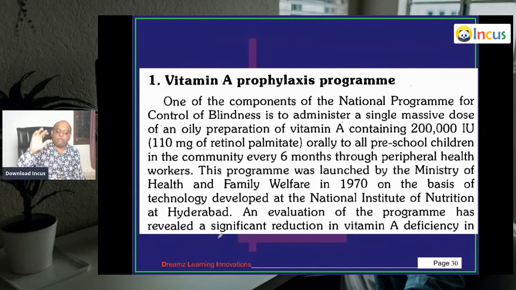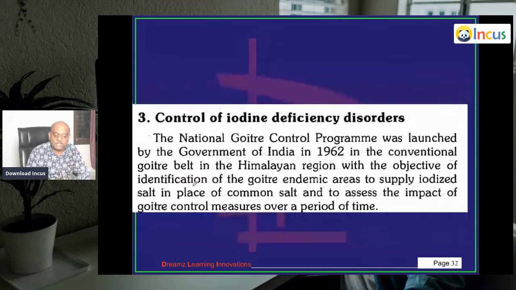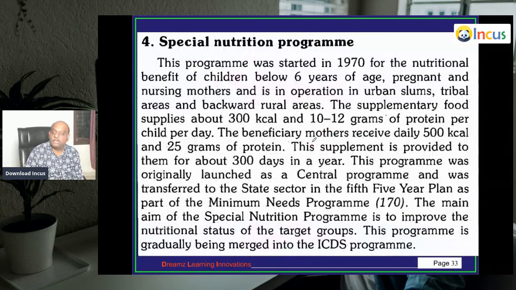Is what you need to remember. Then, vitamin A prophylaxis program. Typically, it was launched in 1970. Vitamin A, 2 lakh international units orally to all preschool children in the community every 6 months through peripheral health workers. Prophylaxis against nutritional anemia: iron and folate to the pregnant women and young children through the MCH, Mother and Child Centers in urban areas, and primary health centers in rural areas. Control of iodine deficiency disorder started in 1962. Special nutrition program was started in 1970.